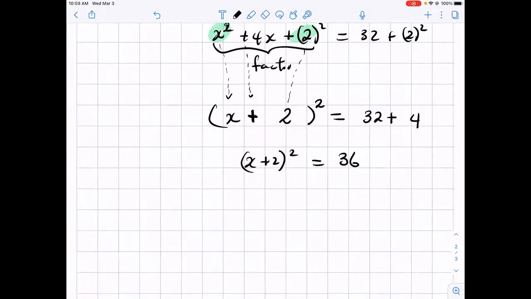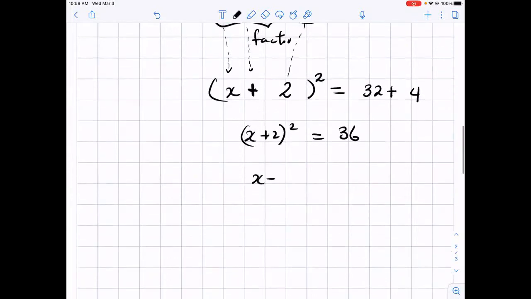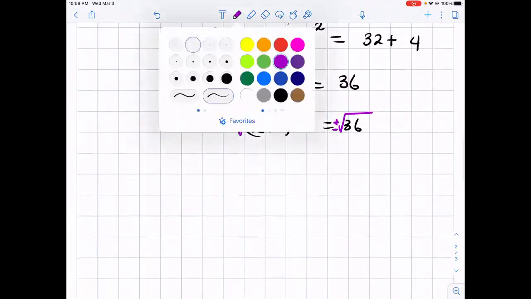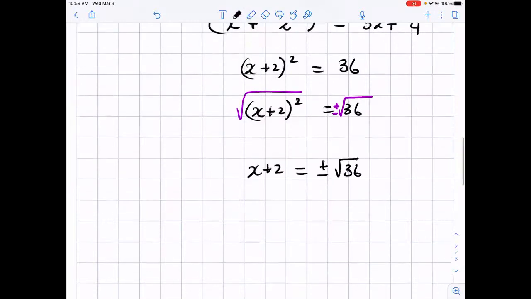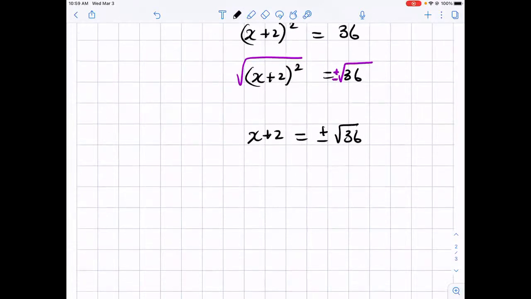Okay. Now, we're solving, so we'll get rid of the square. And to get rid of that square, we'll take the square root of both sides. And don't forget that becomes a plus or minus there. Okay. So what we're left with is x plus 2 equals the plus or minus the square root of 36. And square root of 36 is a perfect square, so we have x plus 2 is equal to plus or minus 6.